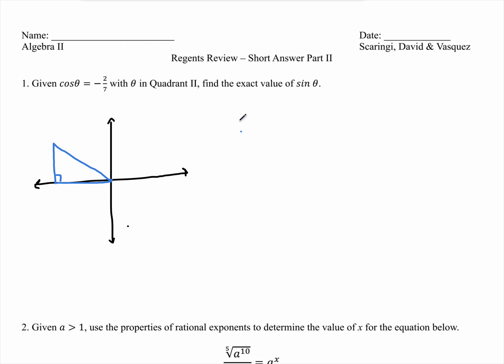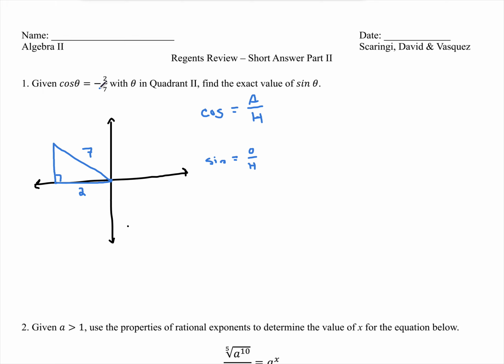And I know cosine is always going to be my adjacent side over my hypotenuse. And we're looking for the sine of my angle, which is my opposite over hypotenuse. So if I put this in, I know this is a value of 7. This is my value of 2 because that's my adjacent.